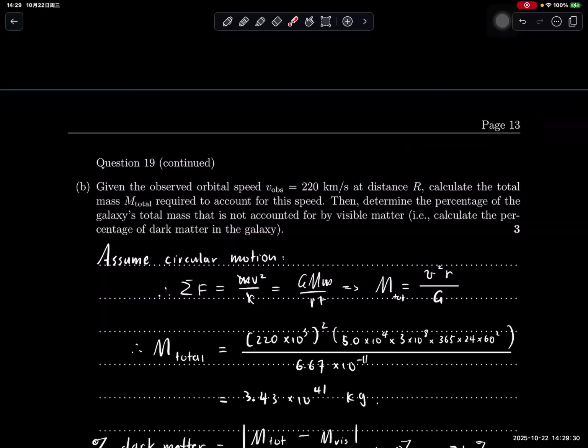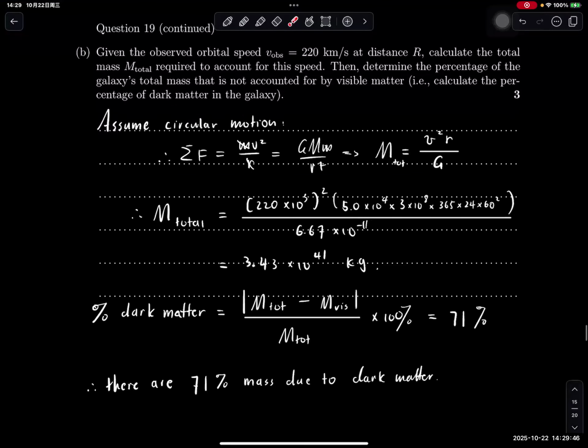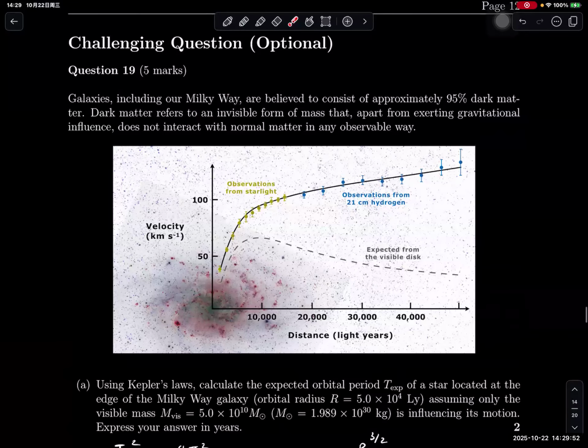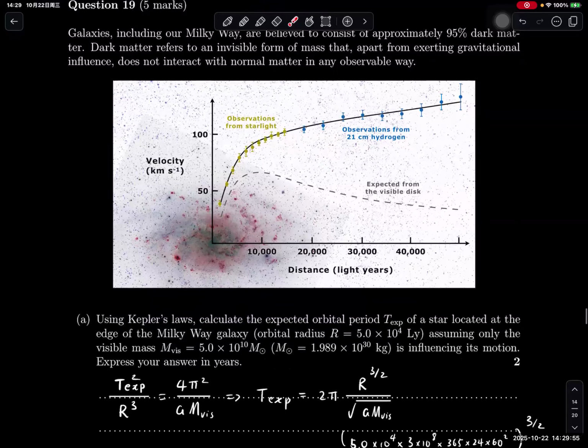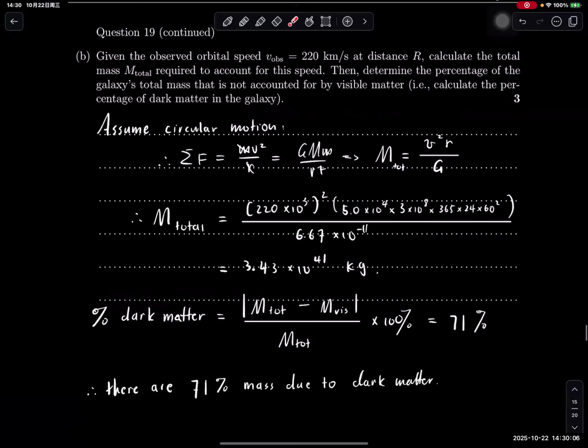So if it is moving at this speed, what is the required mass that this object must be attracted with in order to get this orbital speed? Just reverse engineer your equation for the orbital speed and rearrange for the mass. You get that we need this much mass. But our galaxy only has a mass of about 5.0 times 10 to the power 10 solar masses. That's the problem. We only see this many stars, so we expect this much mass, but the mass required for our observed orbital speeds is much higher.